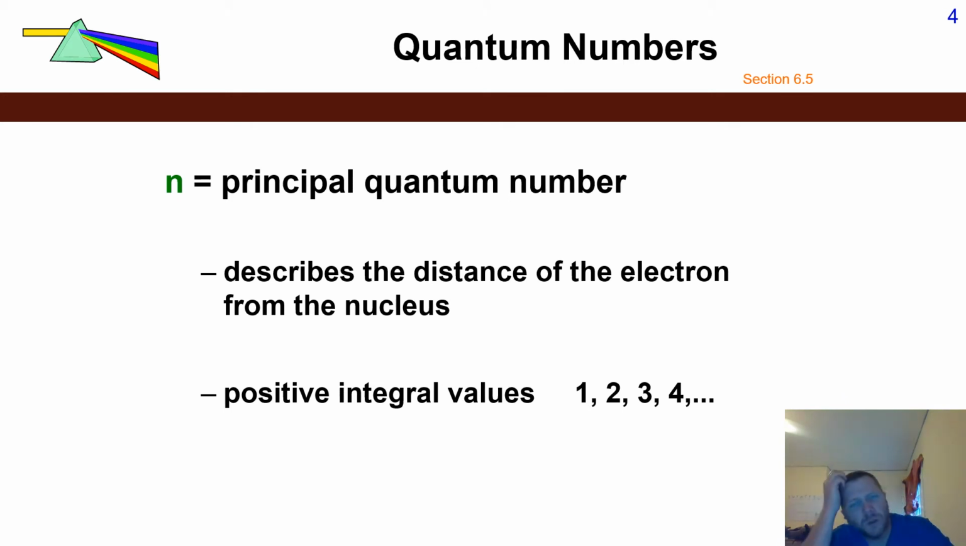So the first quantum number, n, is your principal quantum number. This describes the distance an electron is from the nucleus. These are always going to be positive integers. They're going to be 1, 2, 3, or 4, and they can go on from there. But n cannot be 0, or any negative integer, -1 or anything like that. So that's an important point. We'll get into what an n value means in just a little while.